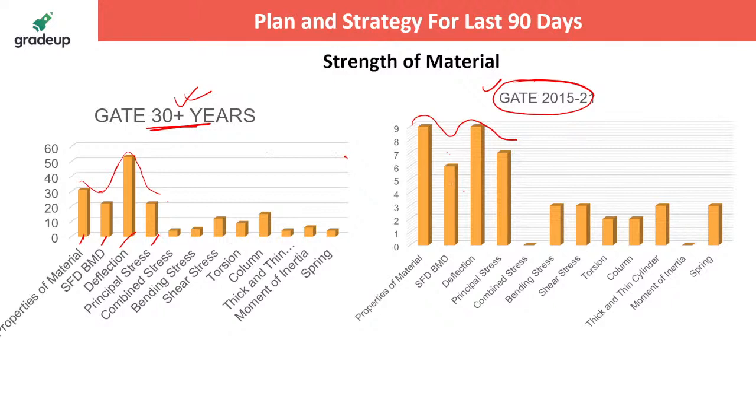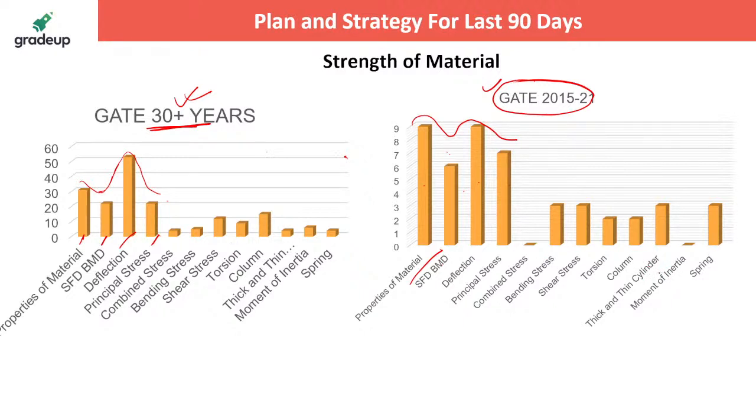So you can do one thing. These are the most important chapters, that is properties of material. A lot of questions nowadays they are asking. Then SFD, BMD, they are most prominent. If you are studying structural analysis or so, SFD, BMD one cannot avoid, right? Then the deflection chapter, along with that principal stress, where Mohr's circle and all these things will come. Then combined stress, they are not asking that many questions. Moment of inertia is also not asked much.